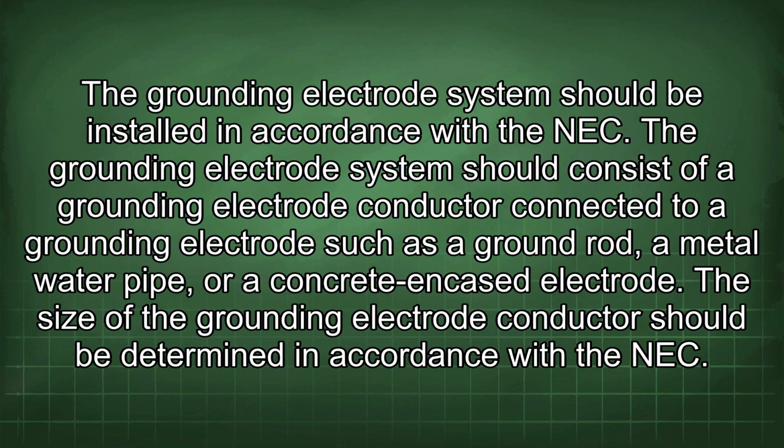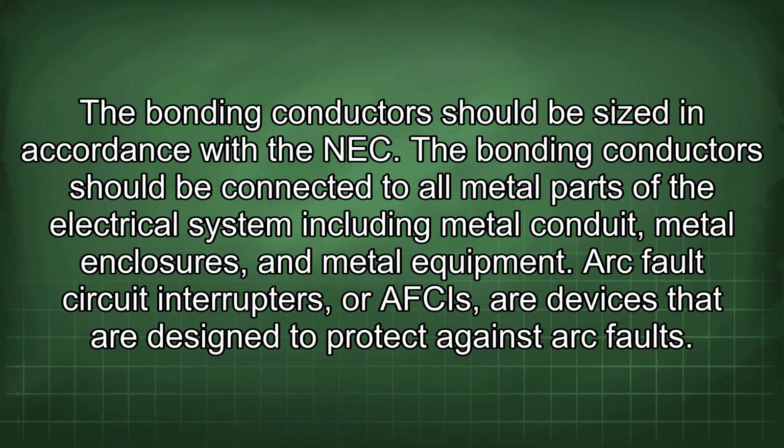The grounding electrode system should be installed in accordance with the NEC. The grounding electrode system should consist of a grounding electrode conductor connected to a grounding electrode such as a ground rod, a metal water pipe, or a concrete encased electrode. The size of the grounding electrode conductor should be determined in accordance with the NEC. The bonding conductors should be sized in accordance with the NEC. The bonding conductors should be connected to all metal parts of the electrical system, including metal conduit, metal enclosures, and metal equipment.